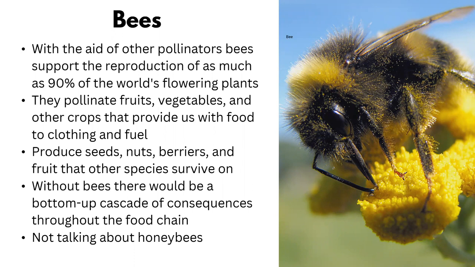So without these bees, again, that's the bottom up. They're smaller animals. They're not preying upon other things. We would have a consequence at the top of the food chain. We wouldn't have flowers for grazers. We wouldn't have grazers for the predators to eat. So if we didn't have those bees, a lot of other things would collapse.